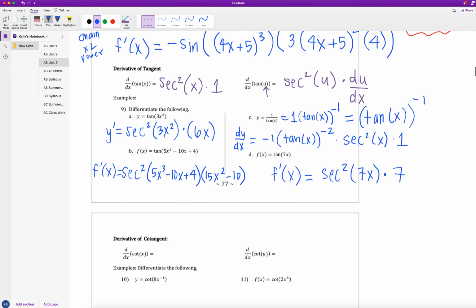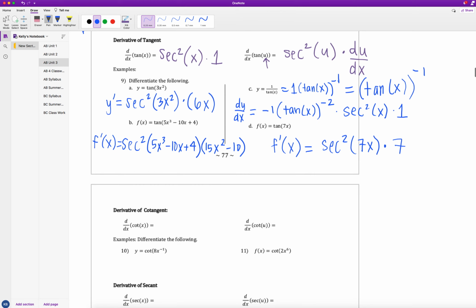Okay, now let's look at our other trig functions that we have. So we are going to do some more examples where we put these all together, but I want us to have enough new derivatives that we know how to take. So we're going to look at the derivatives of cotangent, secant, and cosecant up next.